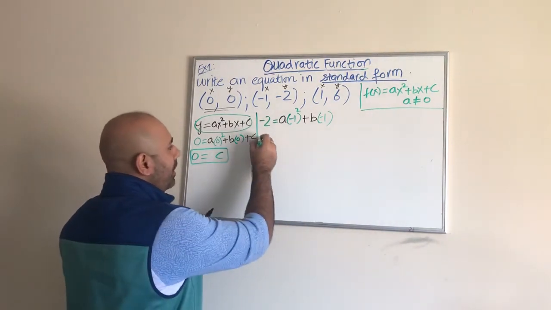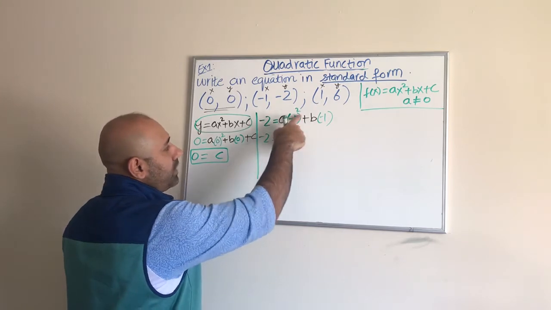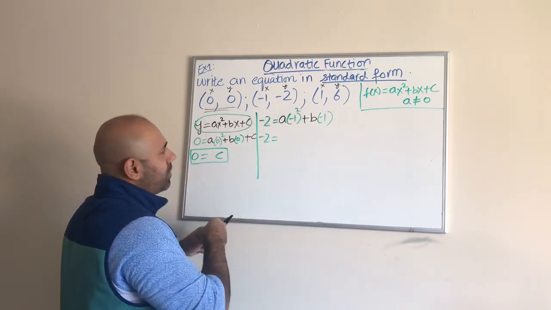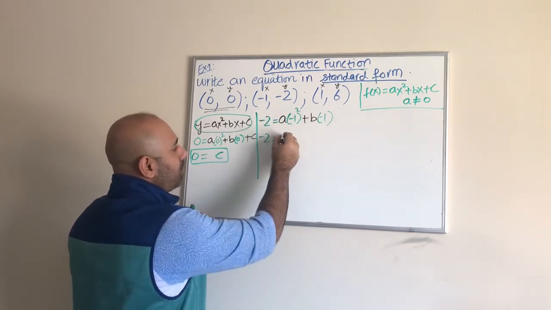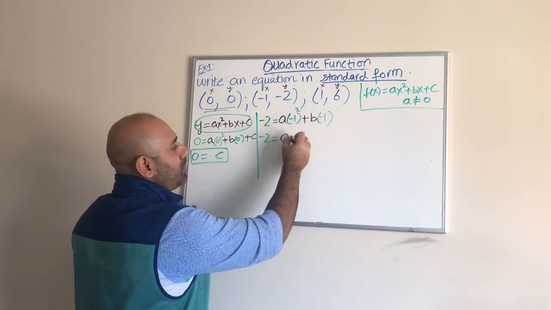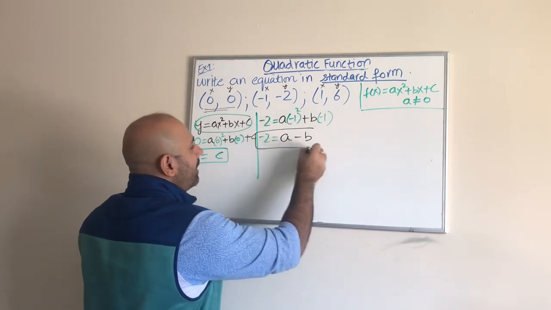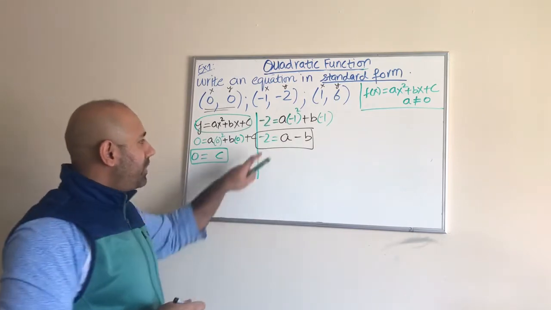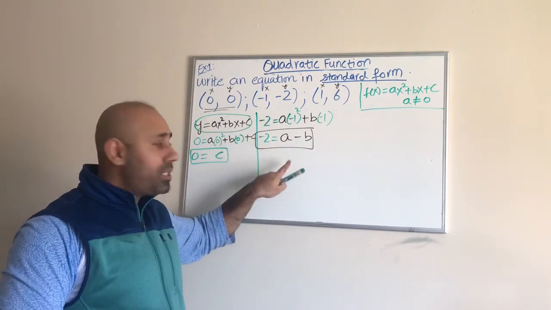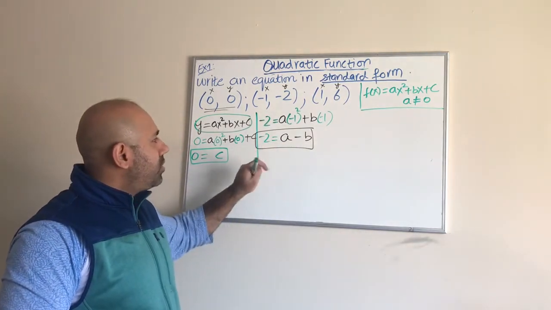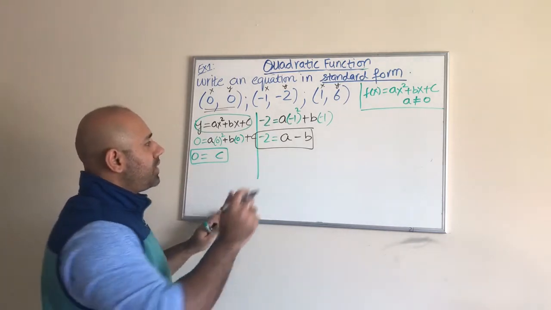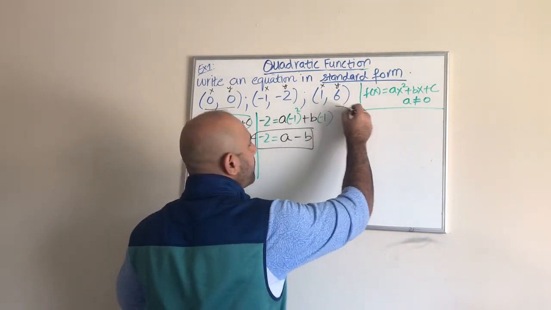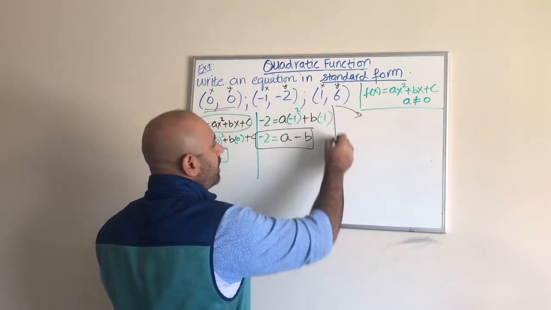Guys, let us simplify this. I have -2 equals -1 squared, which is +1, so it's just going to be a, and positive b times -1 is going to be -b. Well, we were not able to figure out a or b from this equation, but let us just preserve this equation. We have a minus b equals -2. Let's just preserve this equation and move on to the third one. Let us use the third point and see what happens.